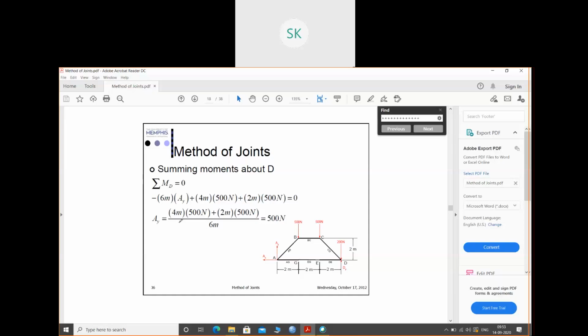How is Dy 700? See, ma'am, the screen is stuck at M equals 0. Okay, let's wait then. Just listen to me. After we found Ax equals 0, we could not take the summation of all the vertical forces equals 0 because we don't know Dy. That's why we found Dy first, then came to the Ay part.